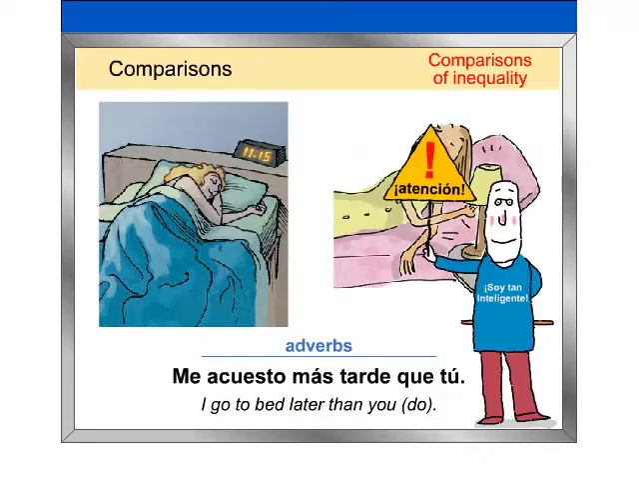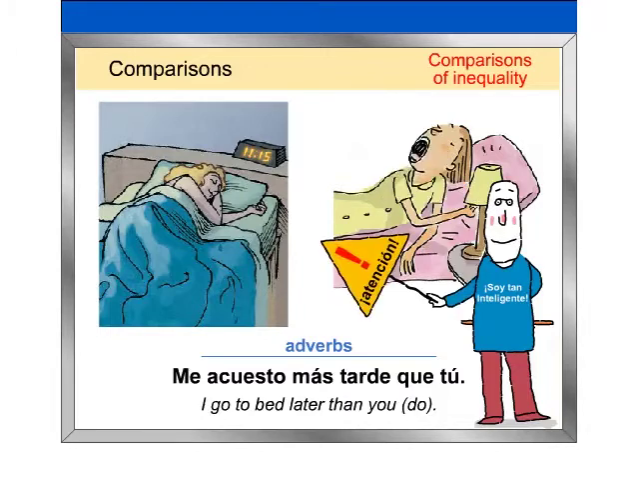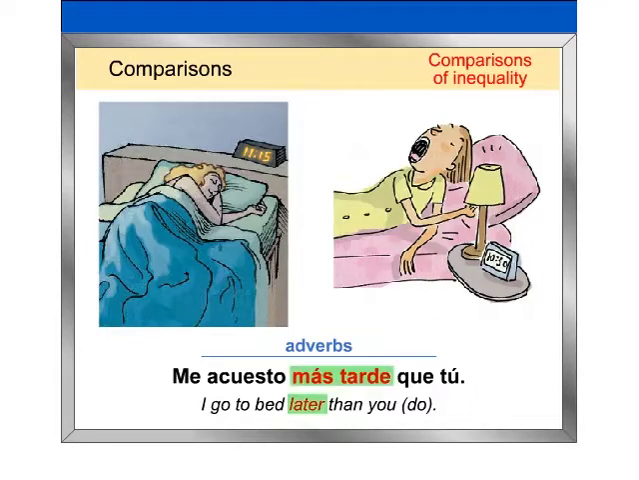Atención! Note that while English has a comparative form for short adjectives and adverbs like taller, or in this example, later, such forms do not exist in Spanish. The Spanish for taller is más alto, and as this example shows, the Spanish for later is más tarde.